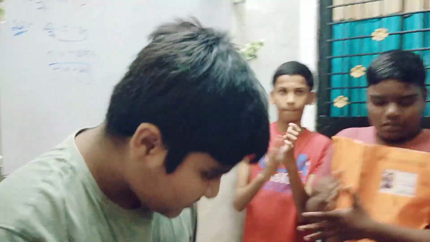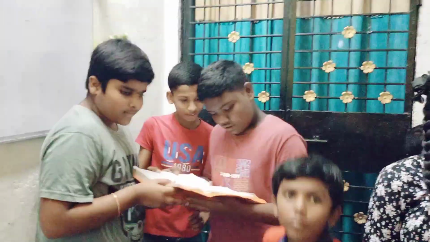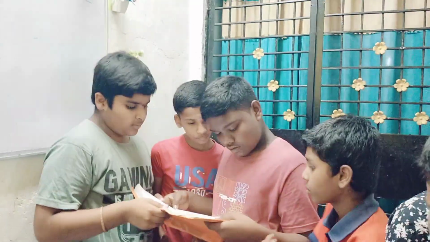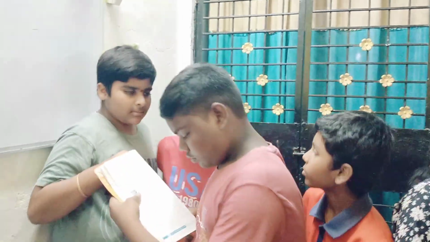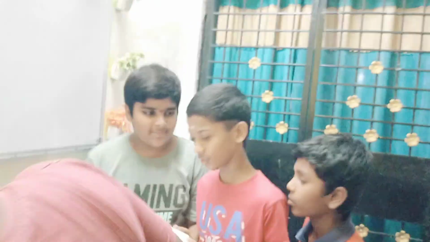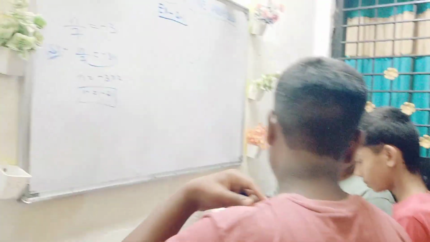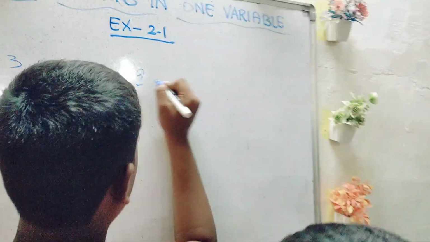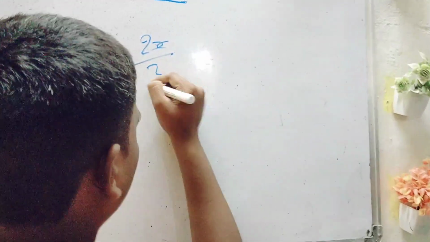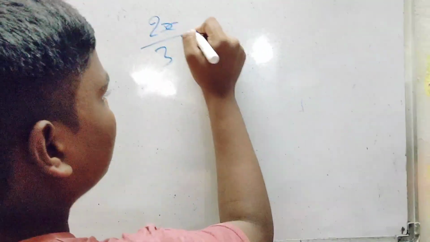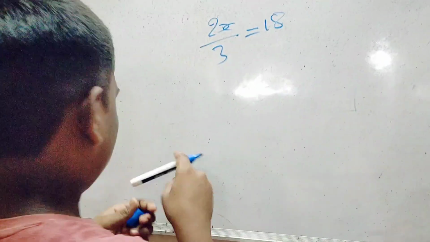Okay, next do it on that side. Rishi, go do it on that side. Manoj, dictate the equation to him. Rishi, come on, do the next one. 2x by 3 is equal to 18. How will you do it now?